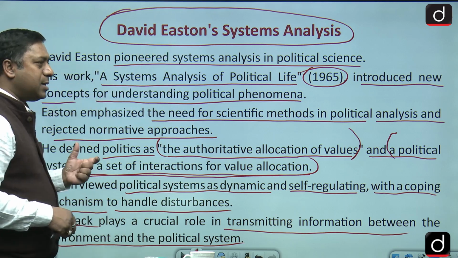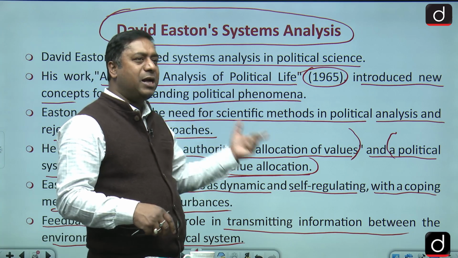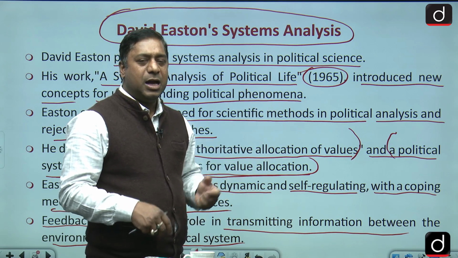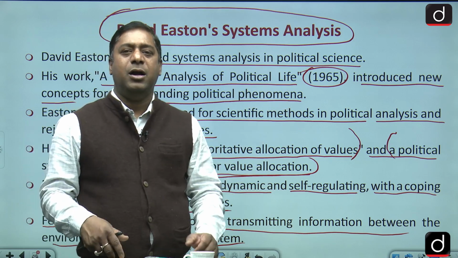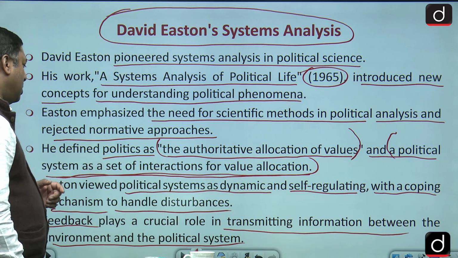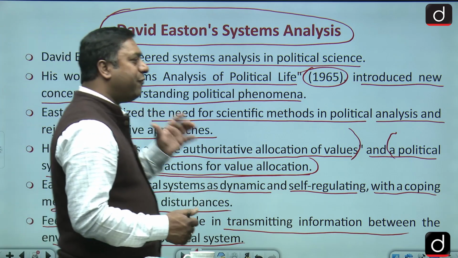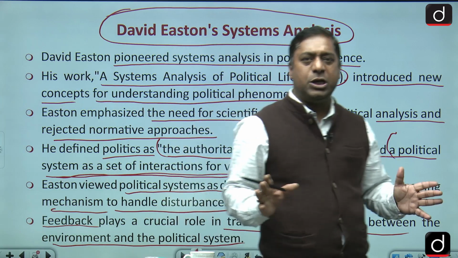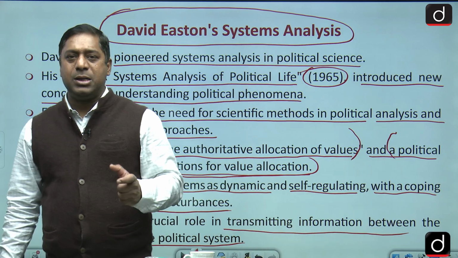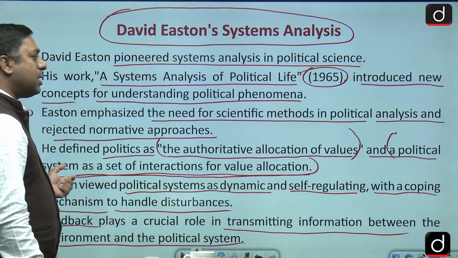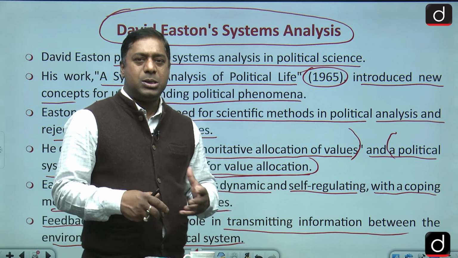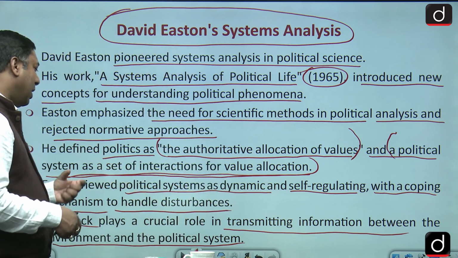And he emphasizes that there is a need for scientific method to study political analysis, rather than the traditional approaches. So with that he defines politics. He says politics is the authoritative allocation of values, and a political system, he says, is a set of interactions of value allocation.